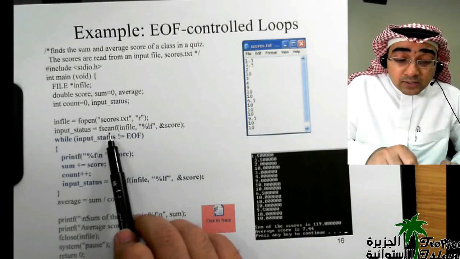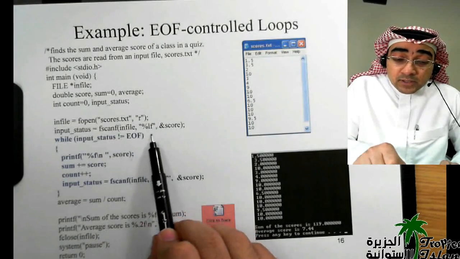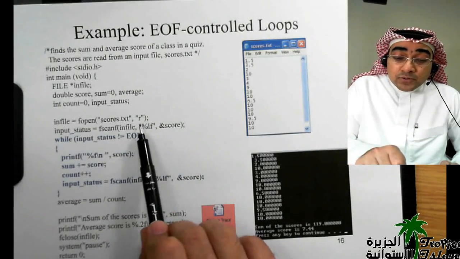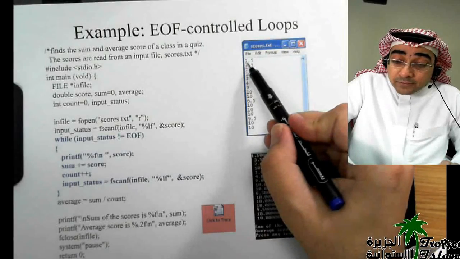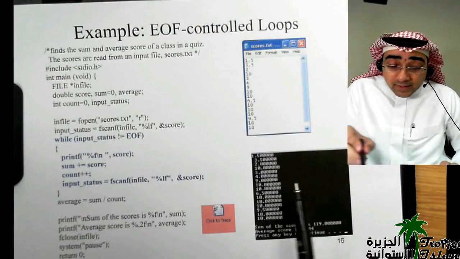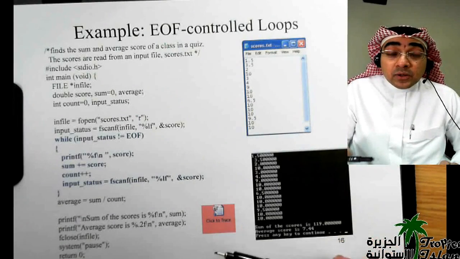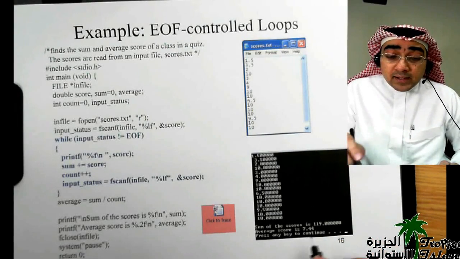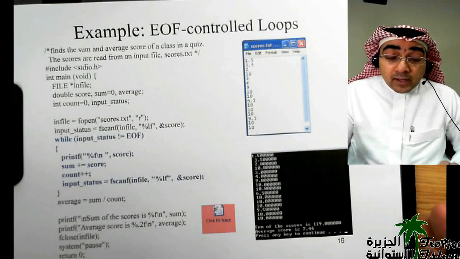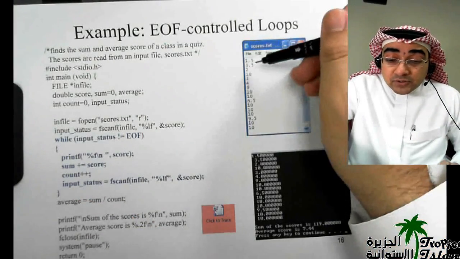So what you did is over here you ask the function fscanf to go to the in file, read a single double number from it, and store it in scores. So it's going to go to the file, read the first number that is over here, and store it into scores. It's going to return an end of file if it reached the end of file, and it's going to return not end of file if it did not reach the end of file.